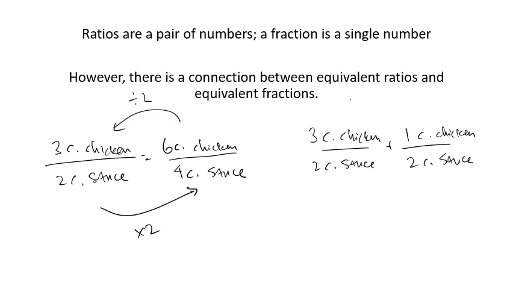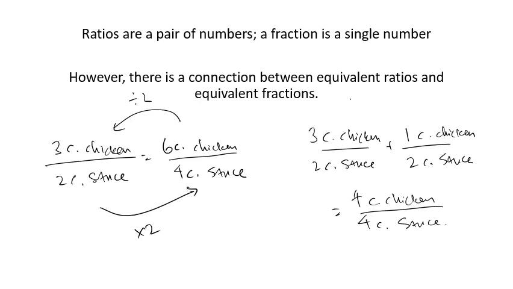So what do I get for this? Well, in this case, I would add. How much chicken do I have? Well, now the total pot, I've got 3 cups and 1 cup, so that's 4 cups of chicken. And then if I add together my 2 cups of sauce and my 2 cups of sauce, I have 4 cups of sauce. Hopefully you recognize the problem here.